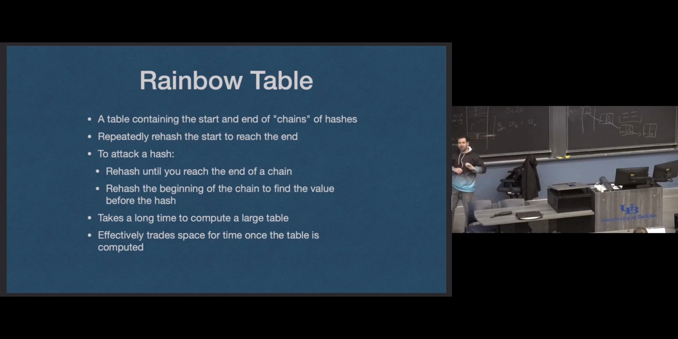And the parameters, they can adjust these parameters depending on how much storage they have for the rainbow table, how much time they have to pre-compute the things. If they have teams of people pre-computing the same table, whatever, they're going to adjust those parameters of how long the chains are and how many chains to store.